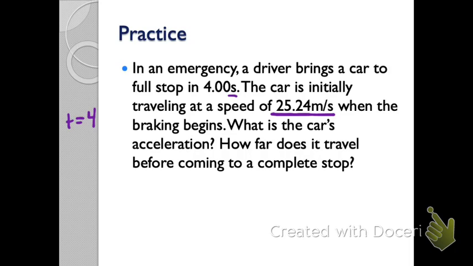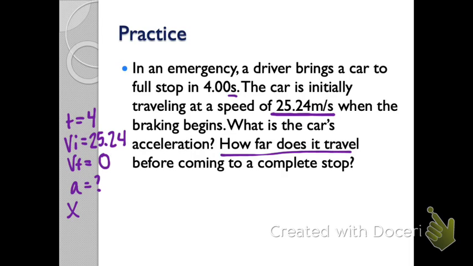This velocity right here, is that our initial or our final? Initial. So v sub I equals 25.24. What does our final velocity give us? 0. How do we know our final velocity is 0? It comes to a complete stop. We want to find acceleration, and what's the second variable we want to find? Distance. Right, distance. I'm going to say that's x.